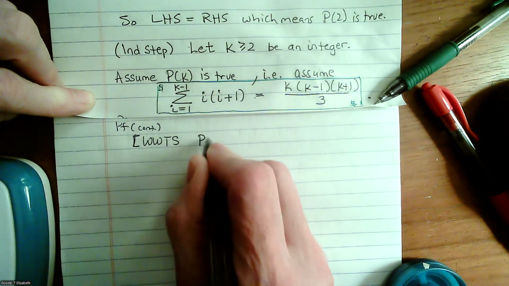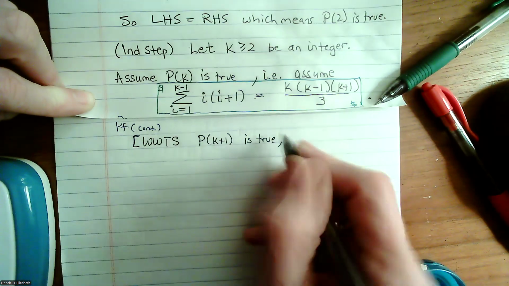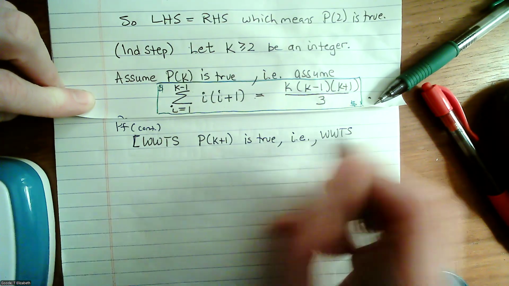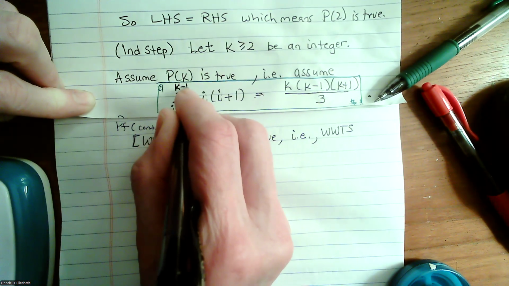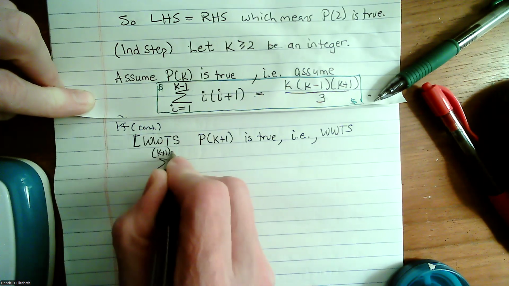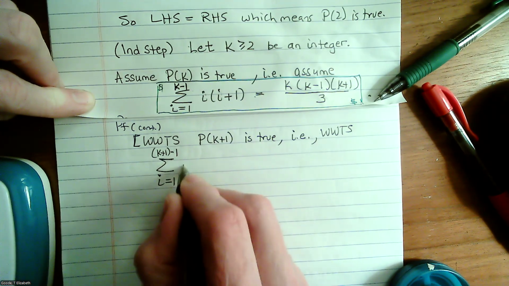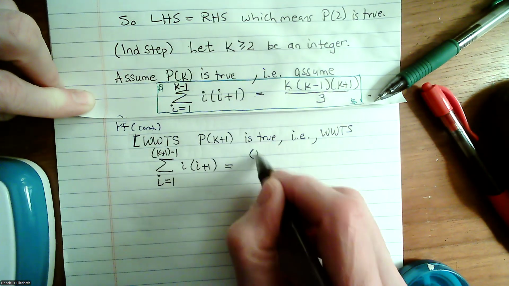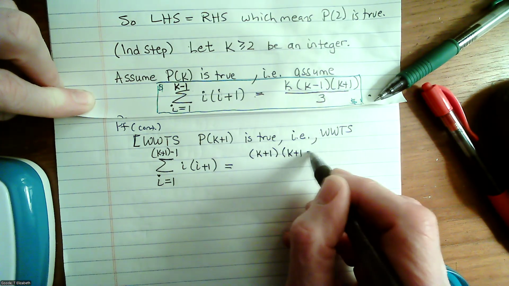We wish to show P evaluated at k plus 1 is true. All right, let's write down what P of k plus 1 really is. What is it we're really trying to prove? Okay, so instead of a k, we're going to have a k plus 1. So it's k plus 1 minus 1 for our upper limit of our sum. And then everywhere there's a k, we're now going to have a k plus 1.